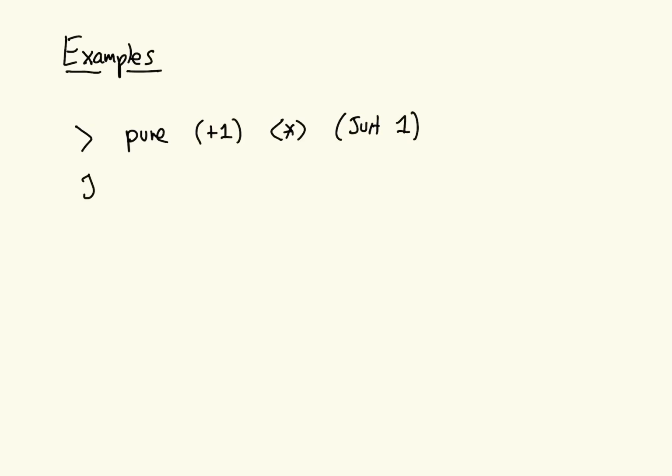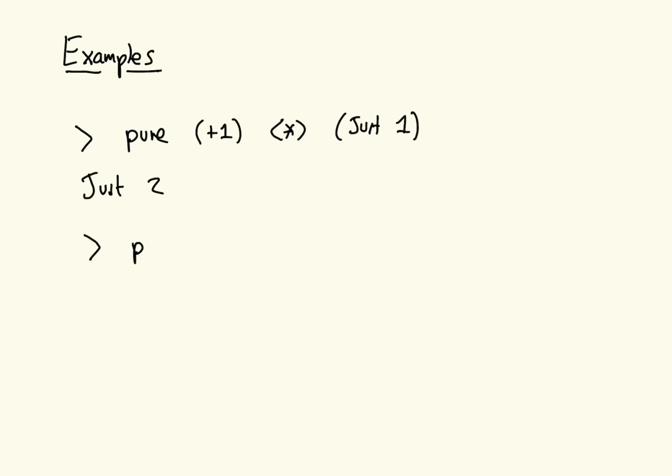You're going to get back just of 2. So all the machinery here, the pure machinery and the star machinery, is just going to unpick everything and apply that function +1 to the one inside the just, and gives us back just 2. So let's have a more interesting example now.